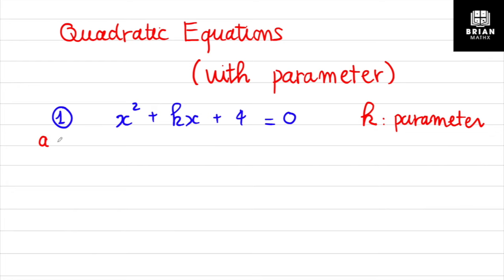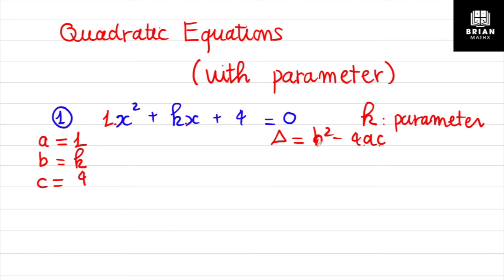And for this question, you know the value of a. For finding the discriminant, you have to remember the formula b squared minus 4ac. So the first step, we determine the value of a. The value of a is the number multiplied by x squared. So in this case, you have 1x squared. It means a equal to 1. And the value of b is the coefficient of x, so b equal to k. And how about c? c is equal to 4.